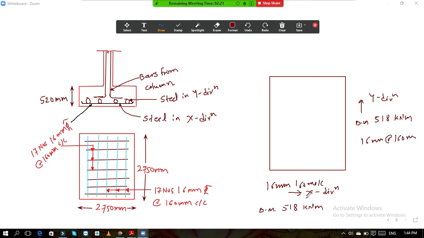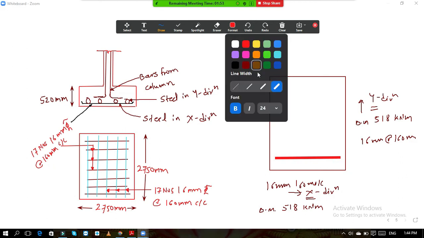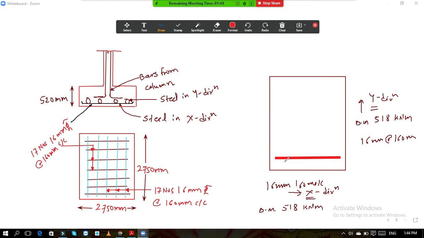Now what we have done, this is x and this is y. So always what we have to do now, I will show it with the help of single bar only. See, initially your footing is like this. What you have done, you have provided a 16 mm bar diameter about 160 center to center in x direction. Okay, so how much is this bar? This is your 16 bar diameter. This is your 16 bar diameter about 160 center to center.